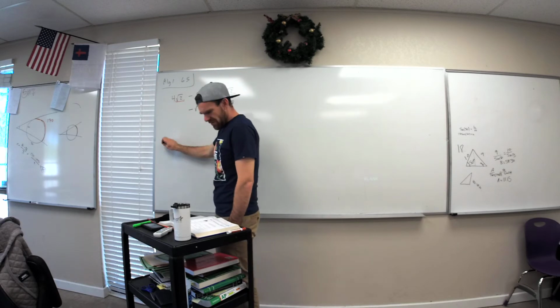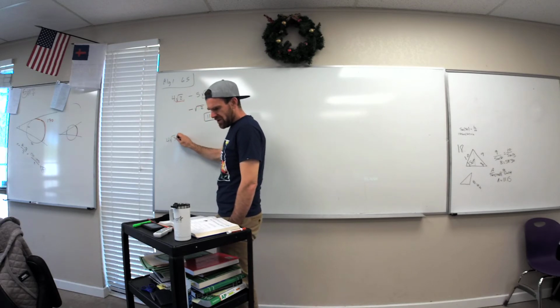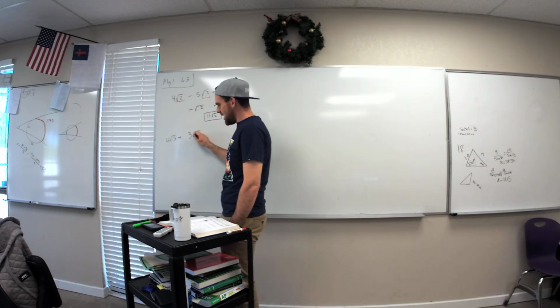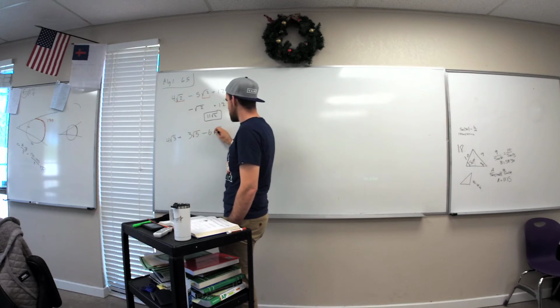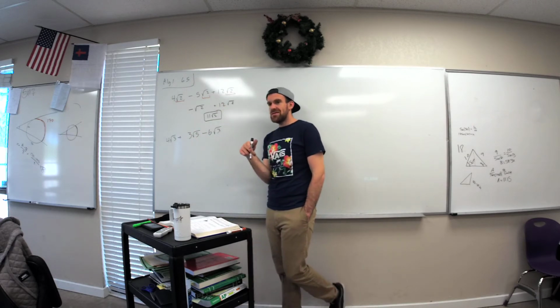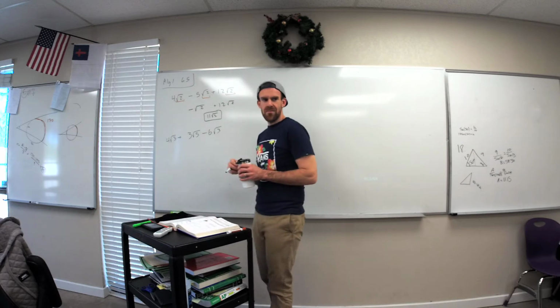Okay, let's try this one. We have 4 square root of 3 plus 3 square root of 5 minus 6 square root of 3. Try it on your own in your notes, and then we'll check if you got it correct.